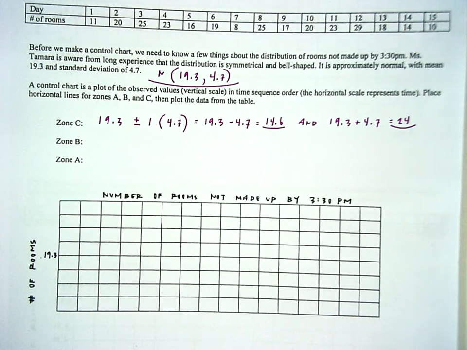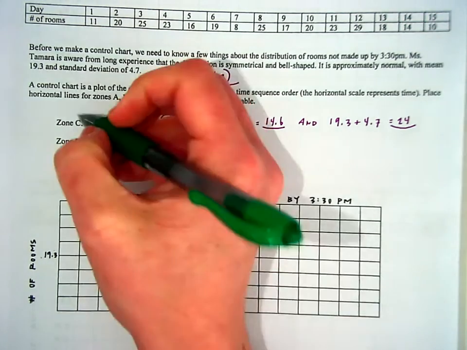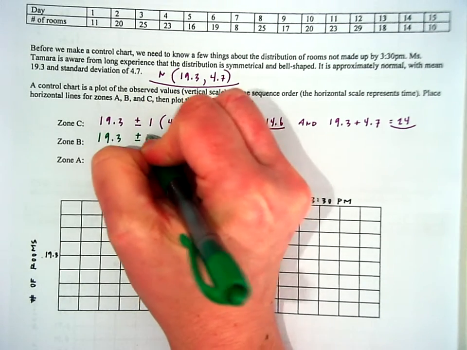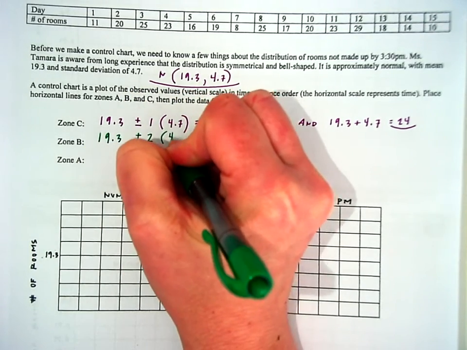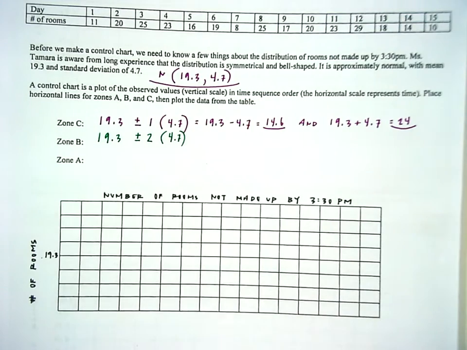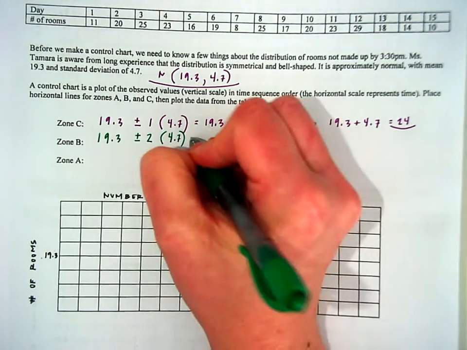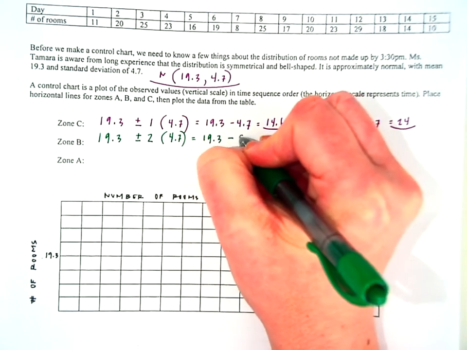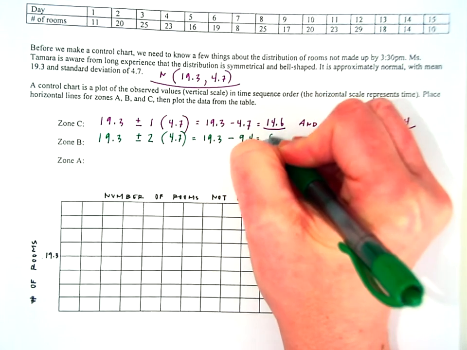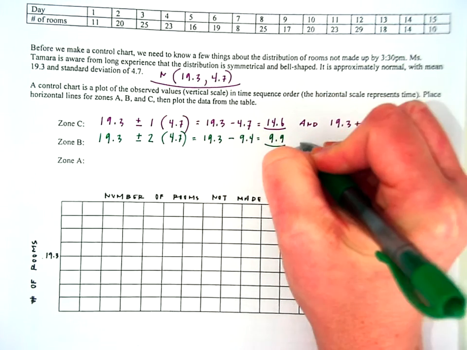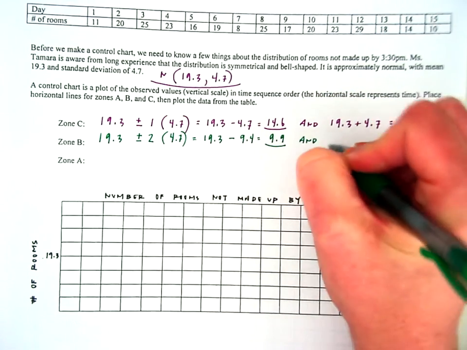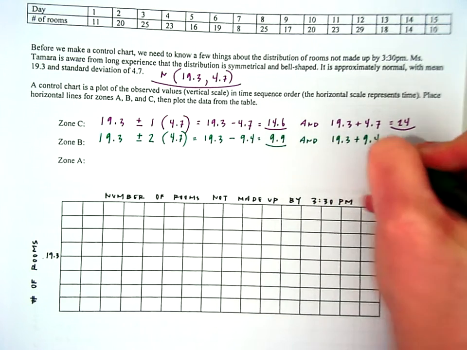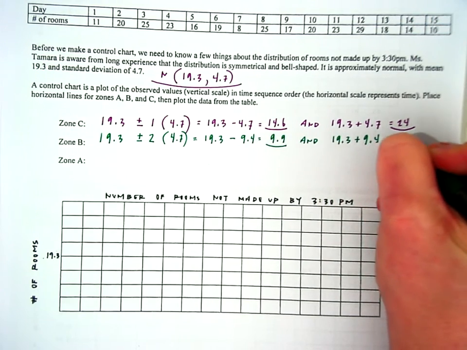Okay, zone B. Zone B would be the mean, 19.3, plus or minus 2 standard deviations. So 2 times 4.7, just like so. What's 19.3 minus 9.4? That would get me 9.9. And then my other one would be 19.3 plus 9.4. So that gets me 28.7.